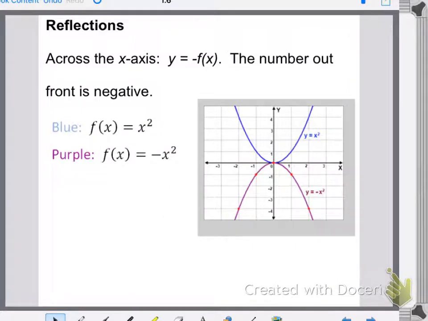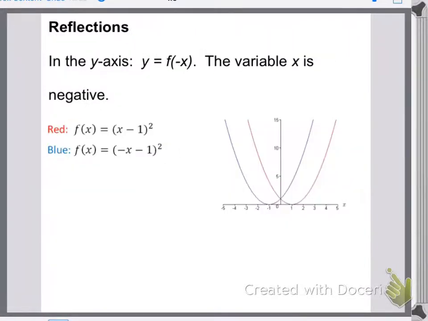Reflections, if you reflect across the x-axis, okay, you're literally just changing the sign of y. Same x values, except now all the y's flip signs. If you flip across the y-axis, okay, the y's stay the same. It's the x's that change signs.